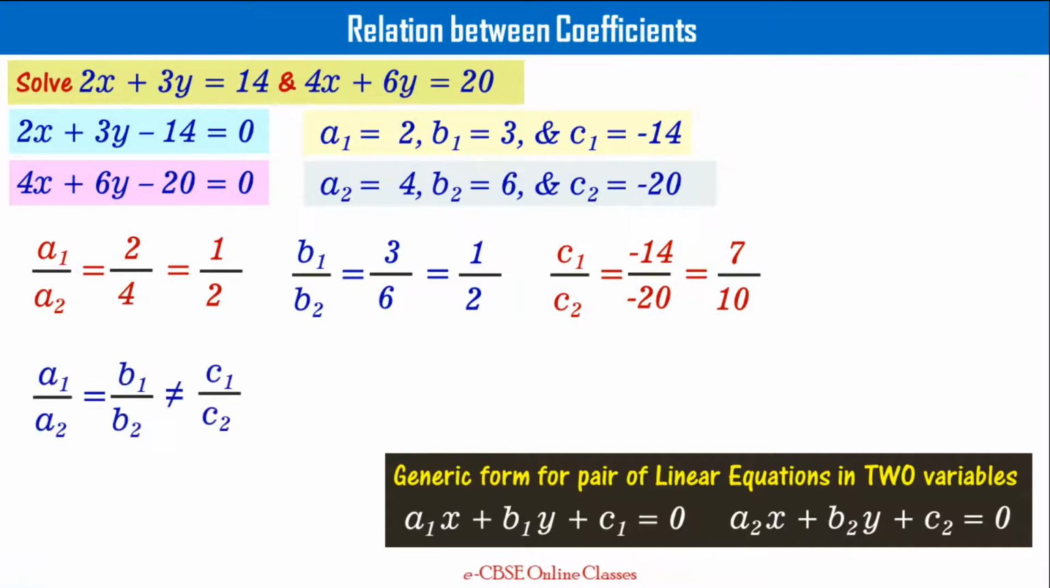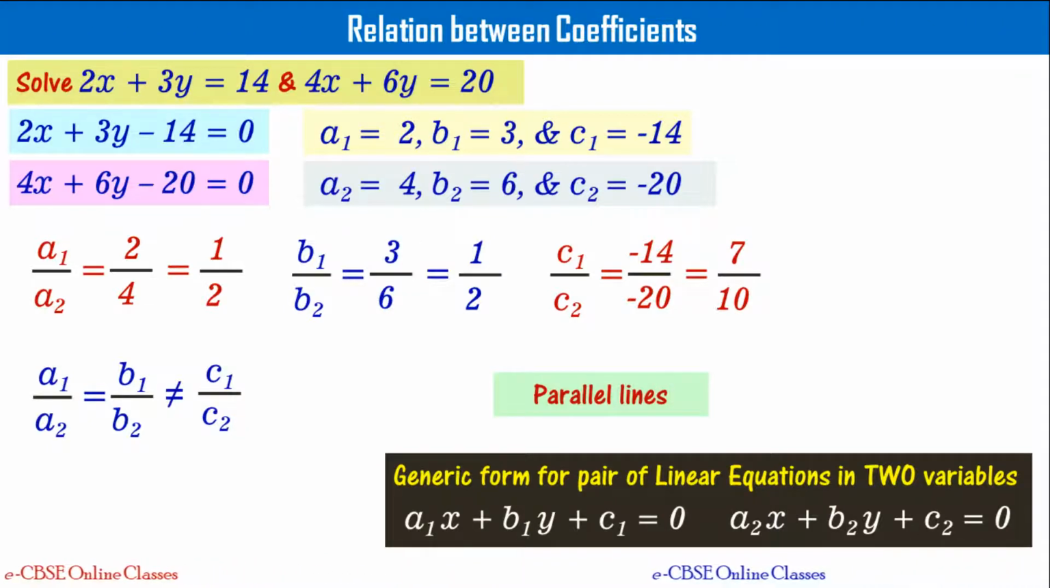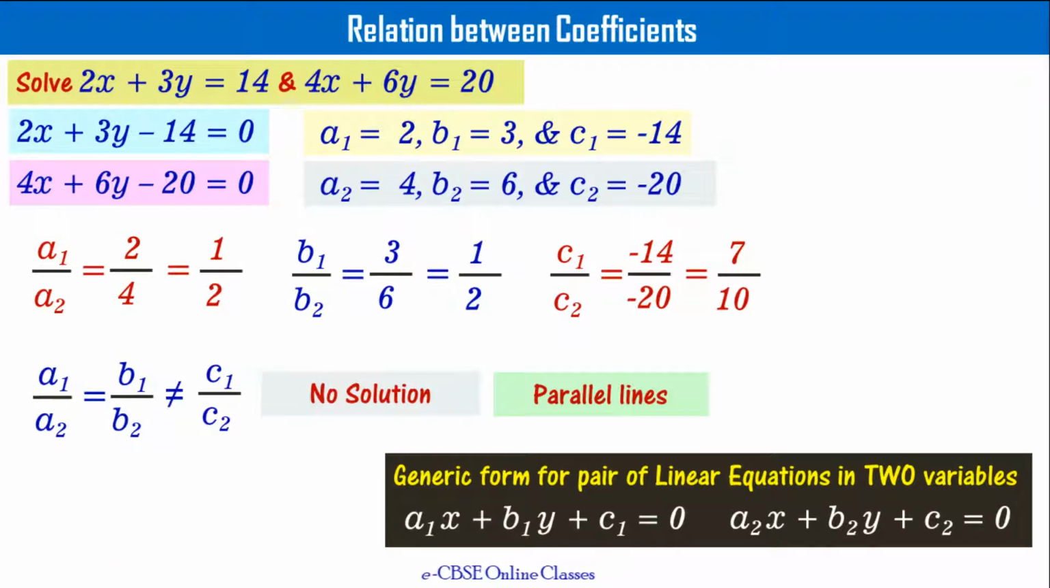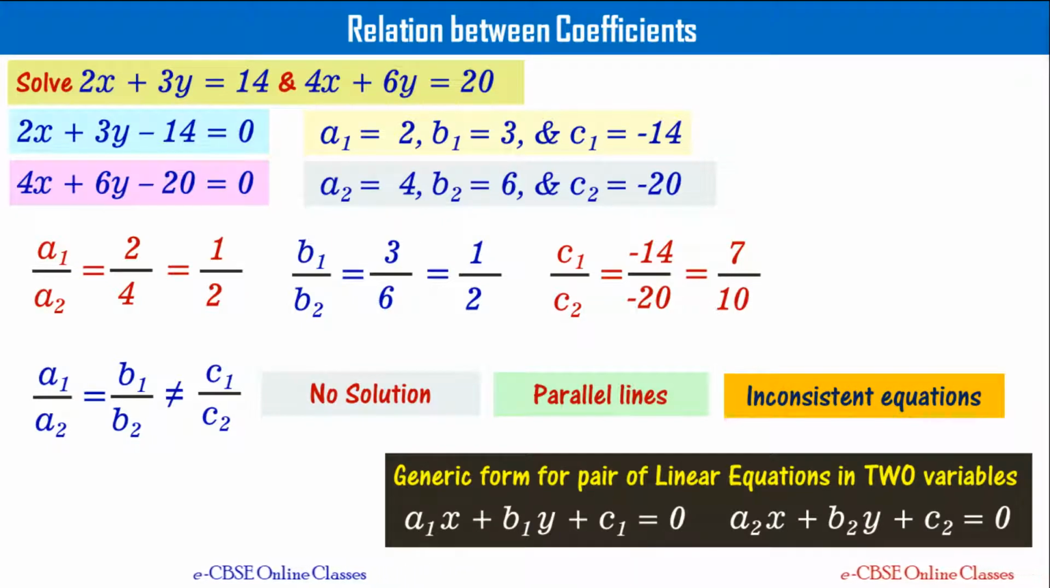Now we can say that a1 by a2 equal to b1 by b2, but that is not equal to c1 by c2. When you have such a relation, we learned that the lines corresponding to the given equations will be parallel lines, and those equations will have no solution, and those equations are called inconsistent set of linear equations. Please take a note of that.